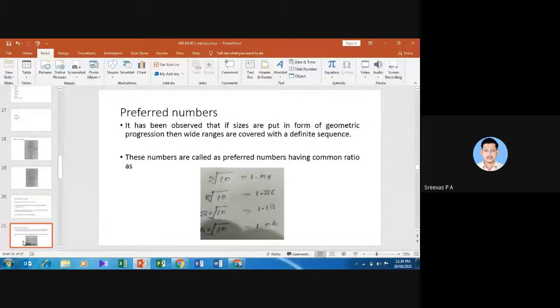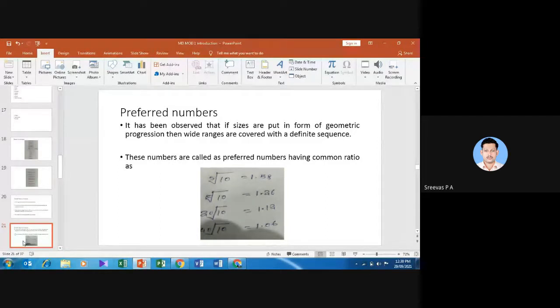It has been observed that if sizes are put in the form of geometric progression, then wider ranges are covered with a definite sequence. So these preferred numbers are a set of series. We have basic series as well as derived series. In the basic series, we have 4 series: R5, R10, R20, R40. These series are represented in the form of a geometric progression.